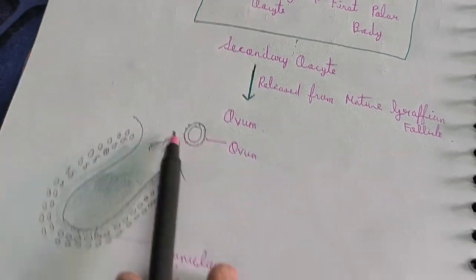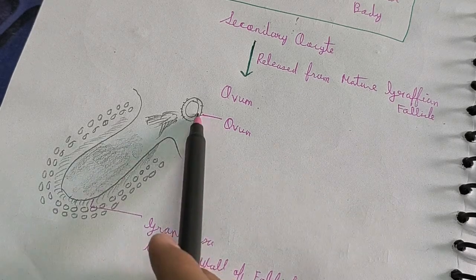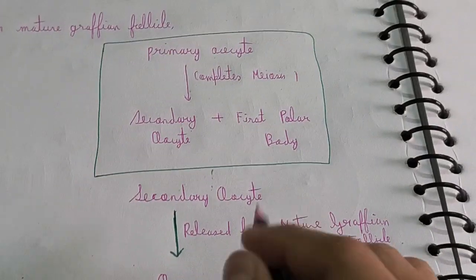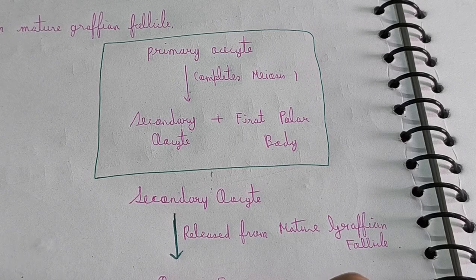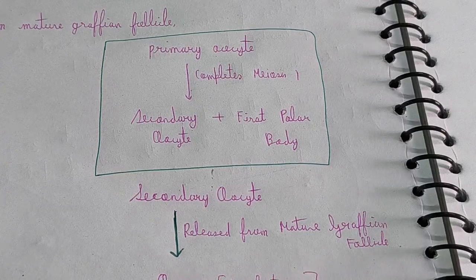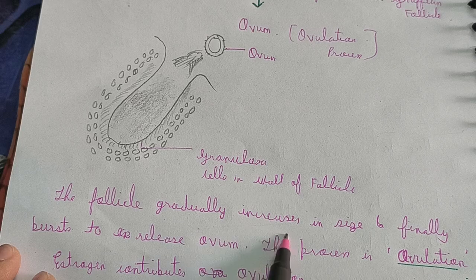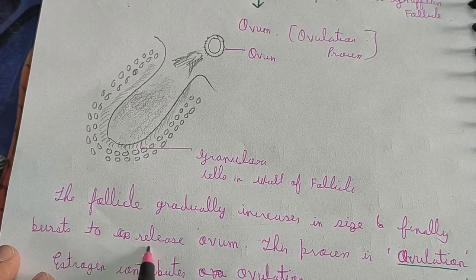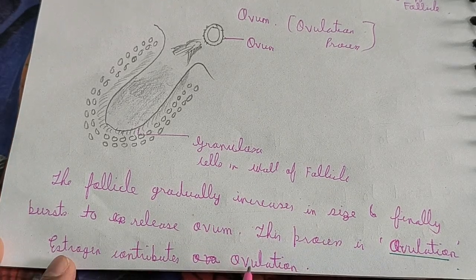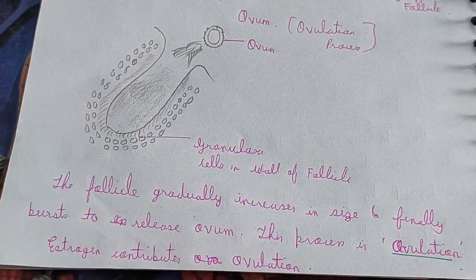So this is the picture. Here are the granulosa cells in the wall of the follicle, and from this antrum the secondary oocyte is released, and this is the ovum. That release is basically the ovulation process. Now I am going to write in detail. The follicle gradually increases in size and finally bursts to release the ovum, and this process is called ovulation. Estrogen contributes to ovulation. So you can see the release of the ovum.